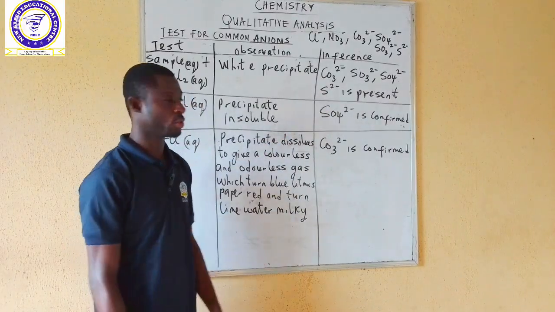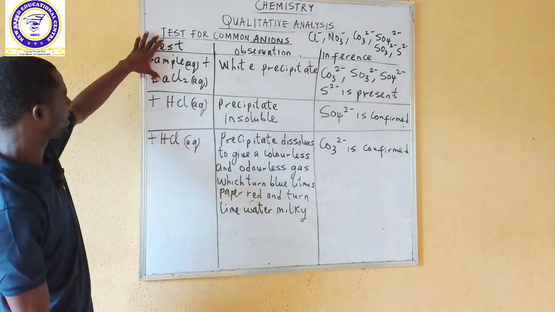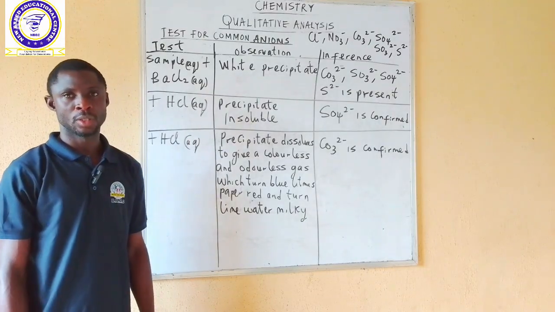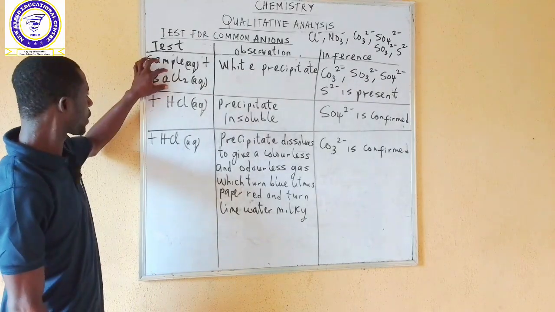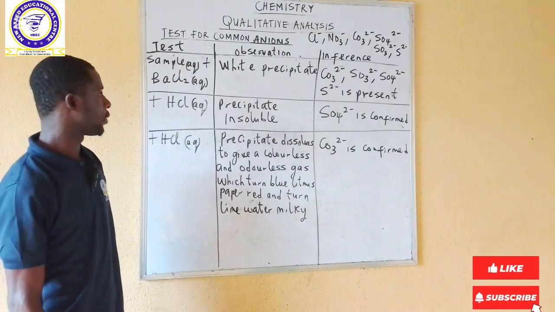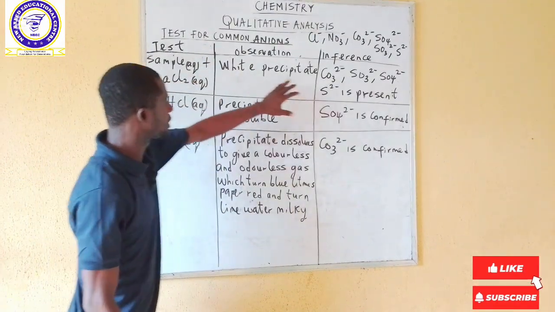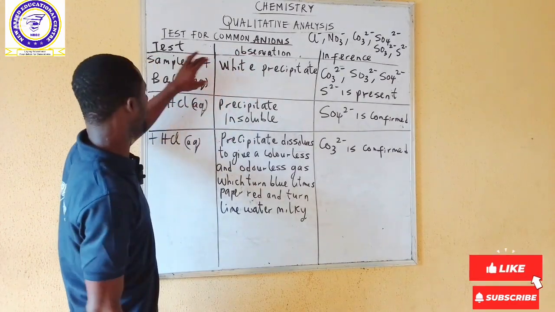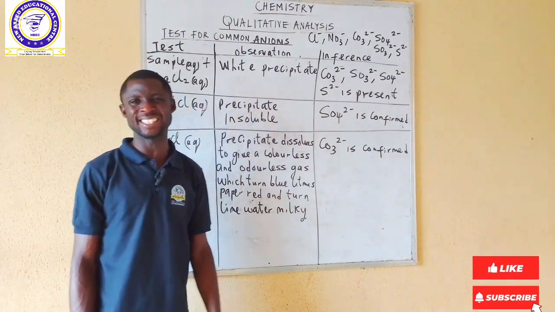So what you are going to be looking at is your test. What are they asking you to add to your test sample? If you are adding barium chloride to your test sample, these are the likely ions they want you to test for. And for these four ions, they will behave the same way in barium chloride. They will give you a white precipitate as their color.